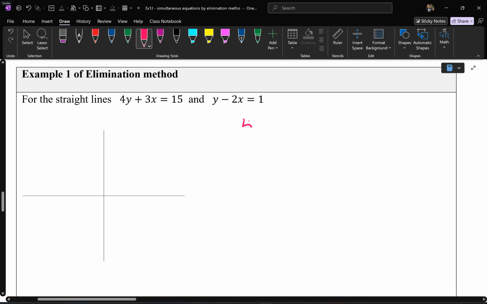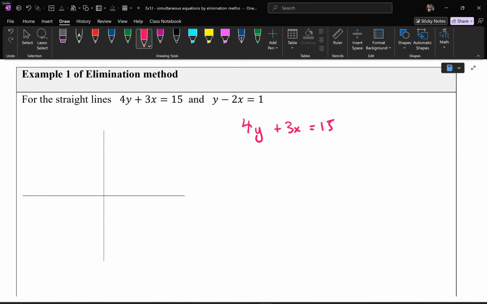So this is on the other side of the page. 4y plus 3x equals 15 versus y minus 2x equals 1. So keep the x's in the same column, keep the y's in the same column, keep the numbers in the same column. The problem now is there's 4y's, 1y, 3x, 2x's. They're not the same. Elimination method works when they have the same quantity. So what do? Anyone have an idea?